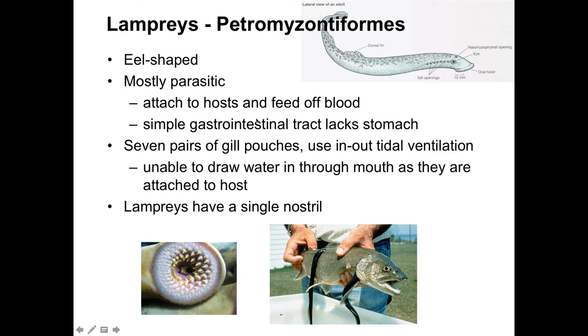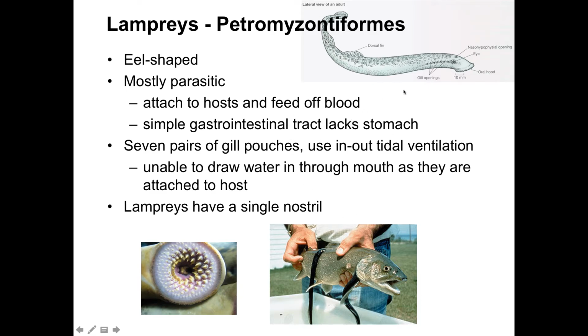Lampreys are also eel-shaped. Lampreys are petromyzontiforms. They're also mostly parasitic now rather than scavengers. They attach to the host with this sort of suction-like mouth, and then they scrape away the flesh, and then they feed off the blood of the host. As a parasite, their gastrointestinal tract lacks a stomach. It's very simple. It just needs to absorb those nutrients, basically.